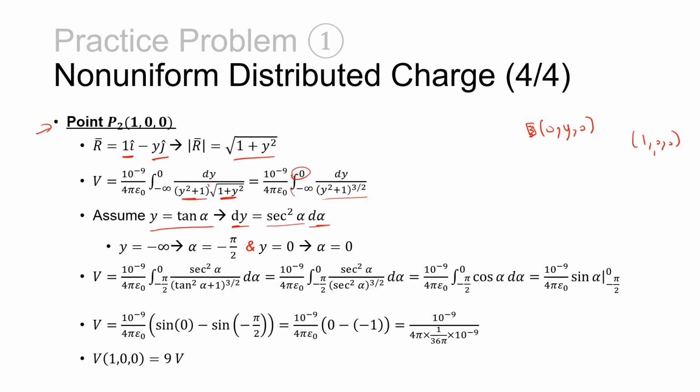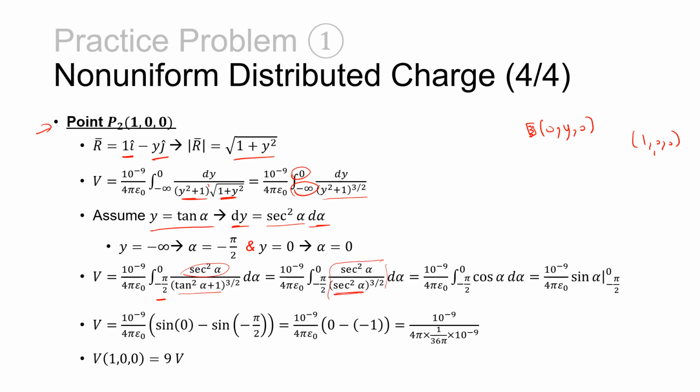Last thing, you need to understand what the new limits of the integration are, from 0 to infinity. If you substitute y by infinity, this is nothing but alpha equal to pi over 2. And if you substitute y equals 0, this brings you alpha equals 0. Then our integration will be rewritten as the integration from 0 to pi over 2 of secant squared. Here you have tan squared alpha plus 1. Tan squared alpha plus 1 is nothing but secant squared.